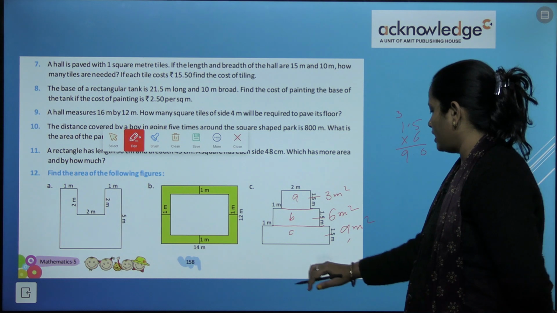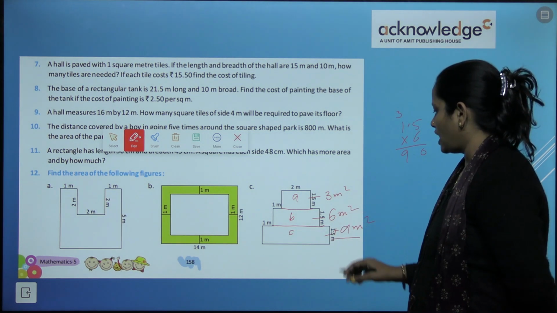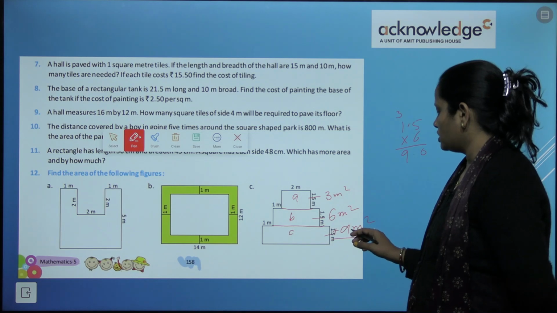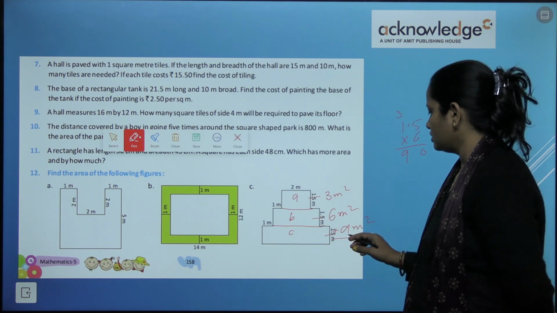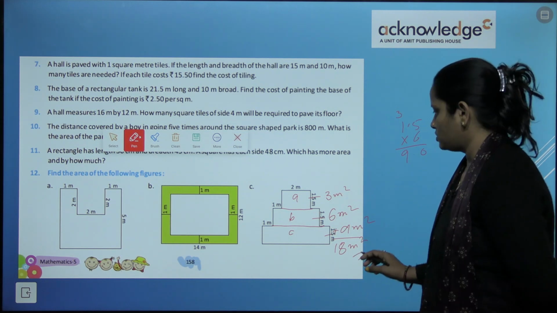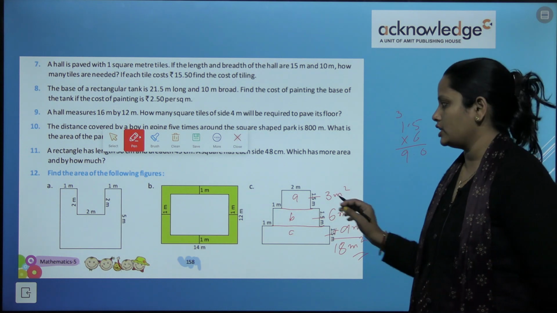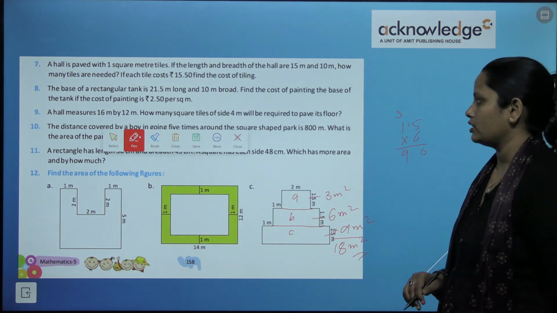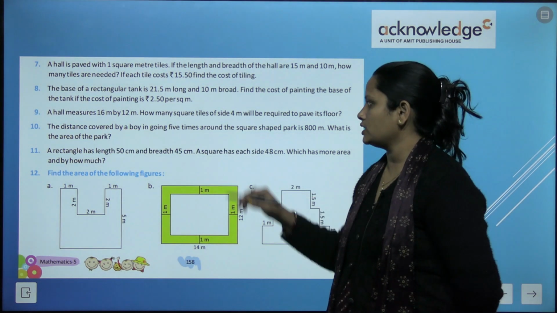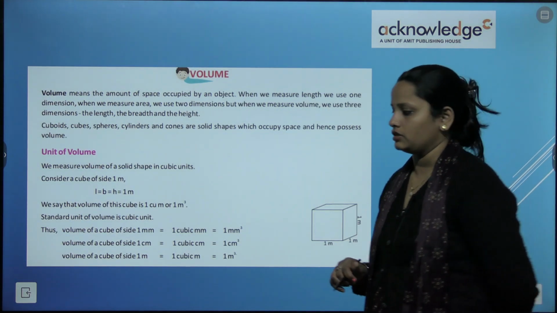Now let's add the area of the given numbers. So let's add these. So here it will be 18 meter square. So children, this is the answer of this question. The total area of this figure is 18 meter square. I hope this is clear. Similarly, you have to do the rest of the questions that are given here.